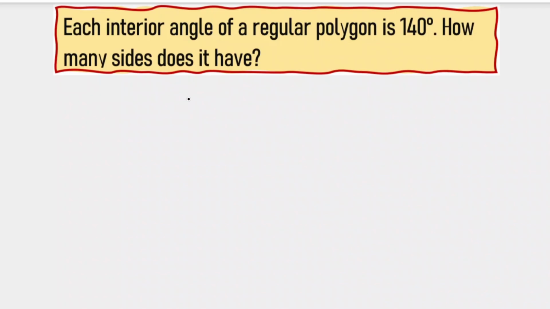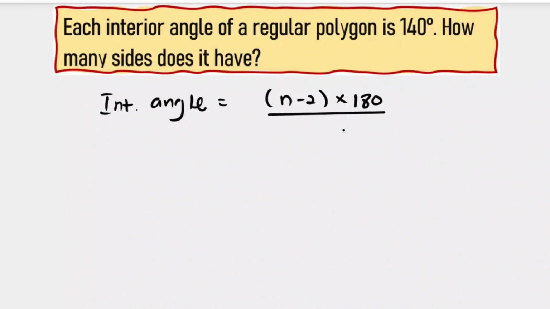Let's get our next question here. Each interior angle of a regular polygon is 140 degrees. How many sides does it have? So this time we're going to make use of the interior angle formula for regular polygons. And the formula is this. Interior angle is equal to the sum, that is n minus 2 times 180 degrees, all over n. So that is the formula that we're going to use here.